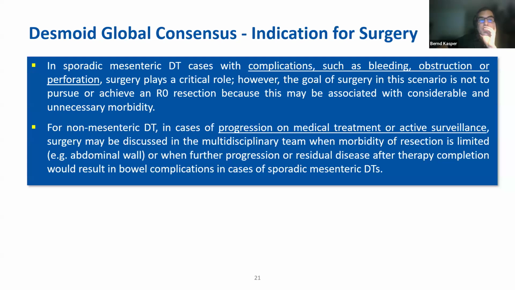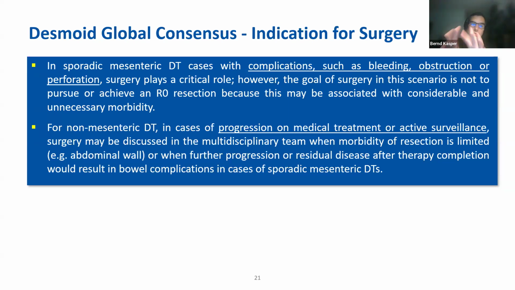Our patient reported that he underwent a couple of surgeries. That is actually something which completely changed over the last 10, 15 years. 15 years ago, 20 years ago, surgery was the mainstay in this disease, but that has actually changed completely. We usually do not recommend surgery anymore, but surgery does have a role when there are complications such as bleeding, obstruction, or perforation. Then surgery plays a critical role, but the goal then is usually not to achieve a complete resection of the tumor, because this may be associated with a lot of morbidity.